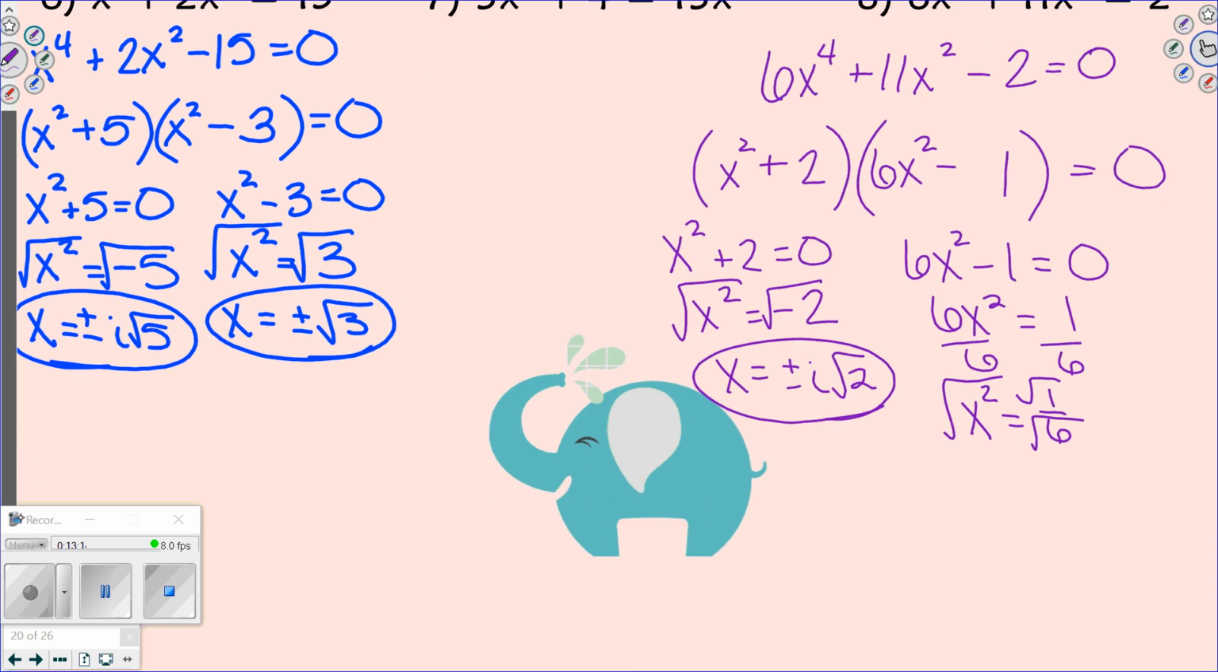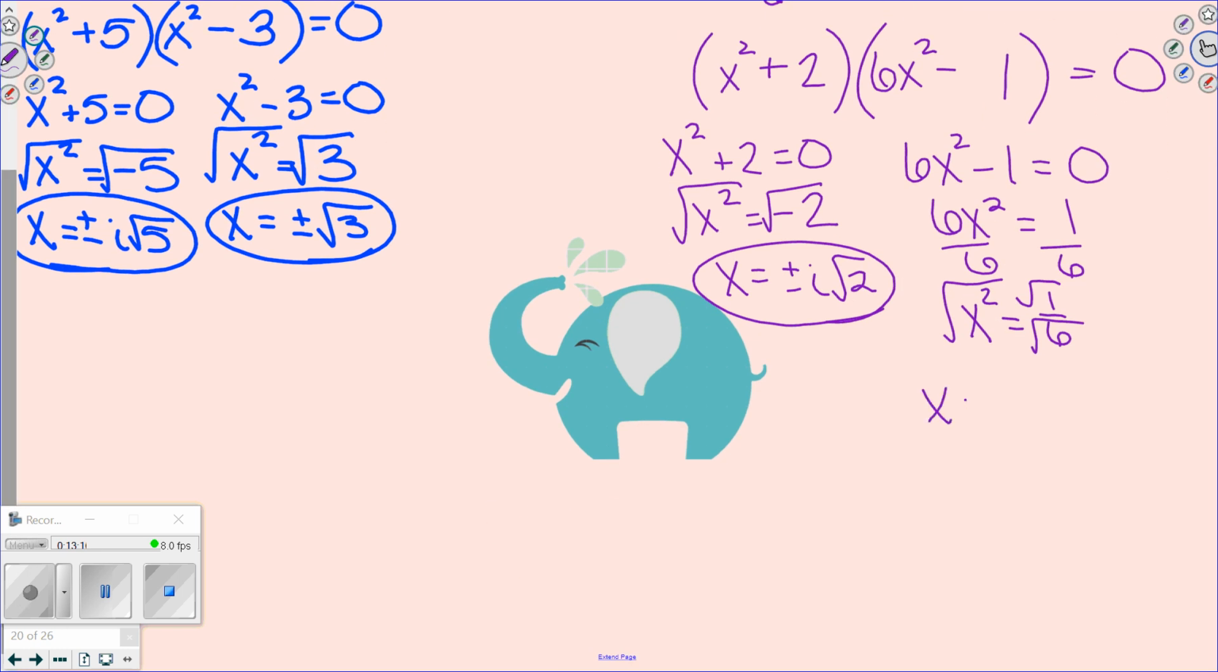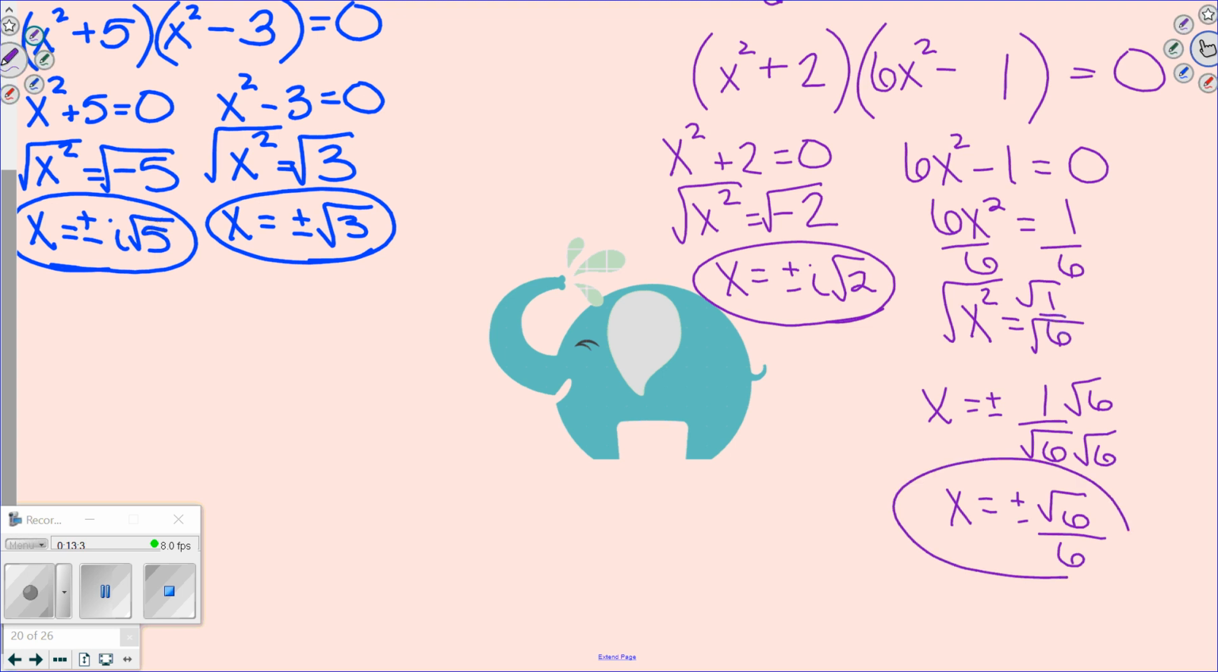What's the square root of 1? 1. Radical 6, I can't do anything with. And then you can't leave a radical on the bottom. So x equals plus or minus radical 6 over 6. There's your other answers. Okay? Just don't forget, we have to rationalize square root of fractions. We do top, we do bottom separately. Okay? Good. Are we seeing how last chapter is feeding into this chapter? It's going to happen all semester long. It always happens.